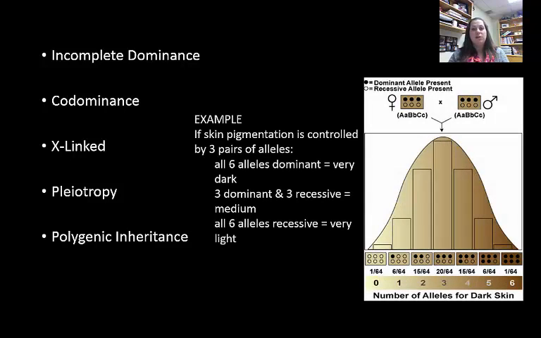So here's an example here with the skin pigment. If you have all dominant traits, you have all 6, because it's 3 different genes. 3 times 2 is 6. If you have all 6 dominant alleles, you have very dark skin. On the other hand, if you have all 6 recessive alleles, you have very light skin. If you're a combination of both, you have medium skin. So this is what gives us that bell curve that allows us to see all the different variations.